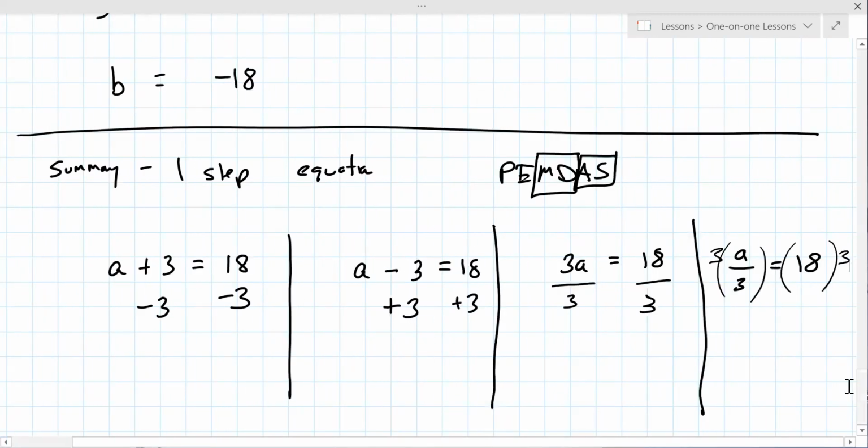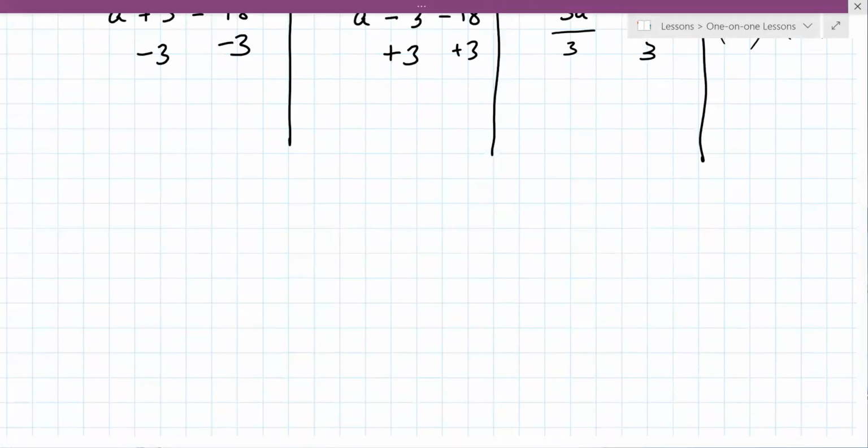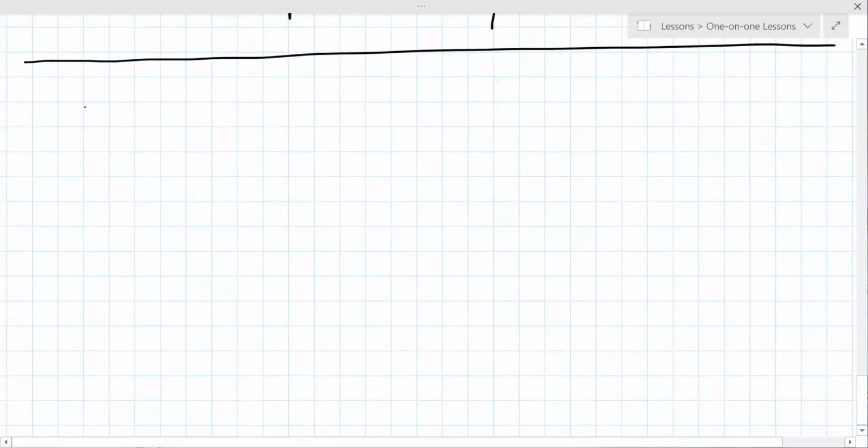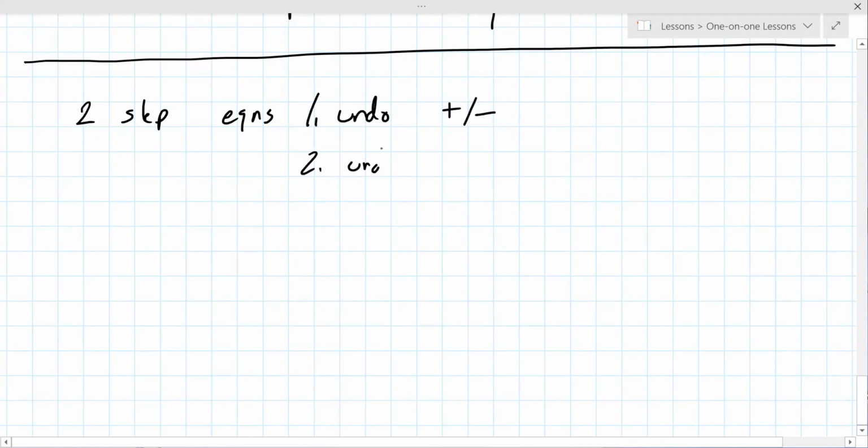And let's move on to something else here, which are two-step equations. So let's look at our first two-step equation. With two-step equations, the first thing you do is undo adding or subtracting, and then the second thing you do is undo multiplication or division. Okay, so let me just give you the most basic, simple two-step equation you can have.